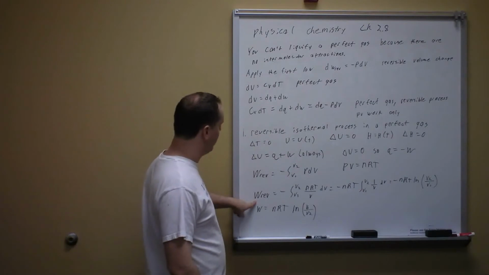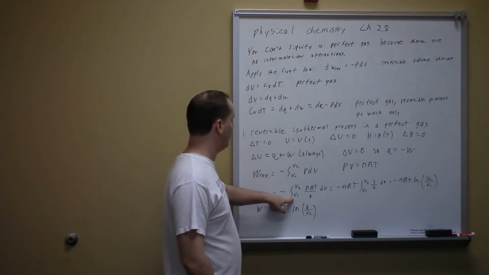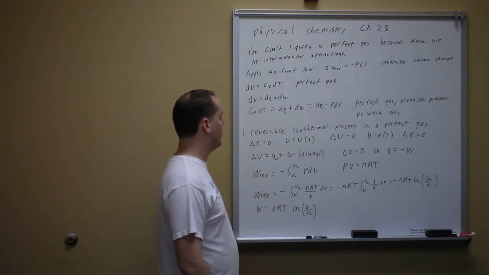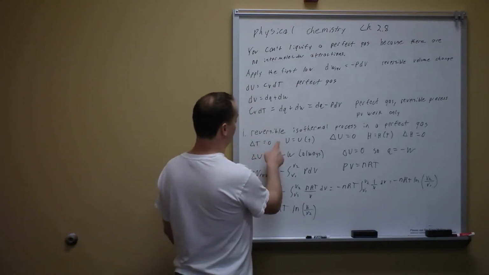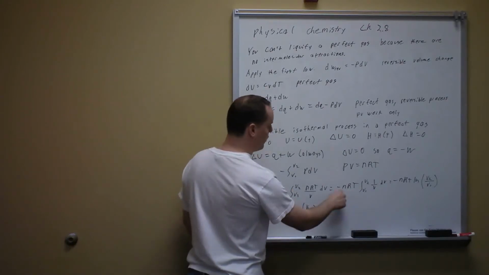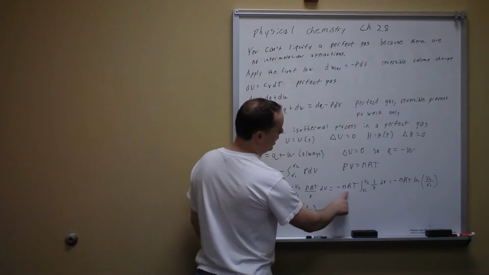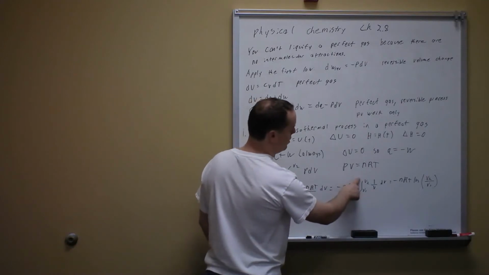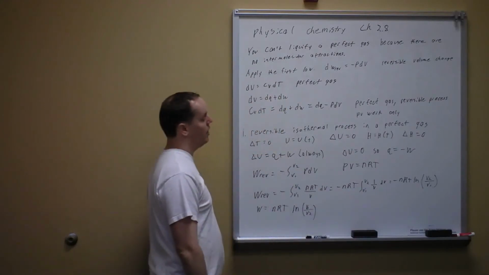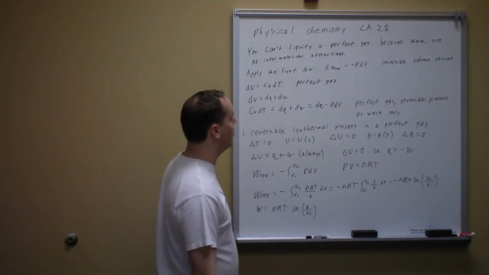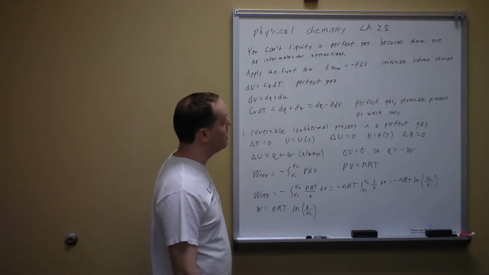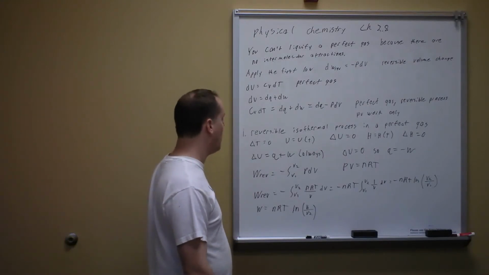So we're going to write work reversible is equal to minus the integral from volume 1 to volume 2 of nRT over volume with respect to volume. Now we said this is a constant temperature process, so we can pull out the nRT. So we have work reversible is equal to minus nRT times the integral from V1 to V2 of 1 over V dV. The integral of 1 over x with respect to x, of course, is the natural log of x. So we have work reversible is equal to minus nRT times the natural log of V2 over V1.